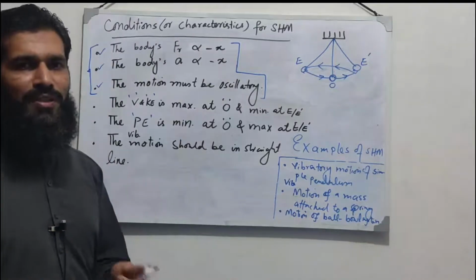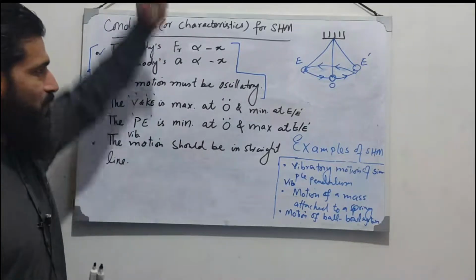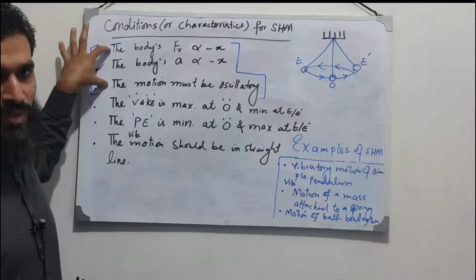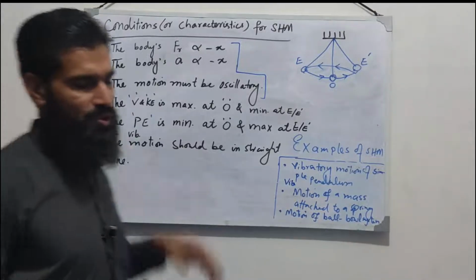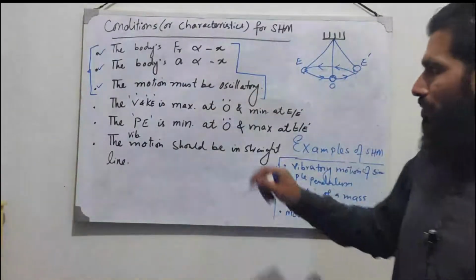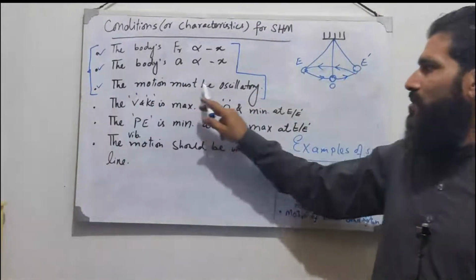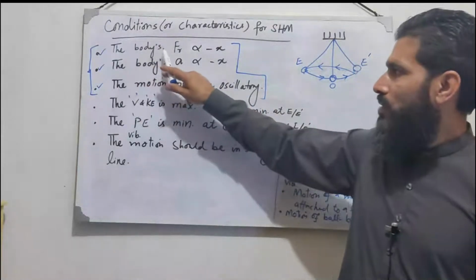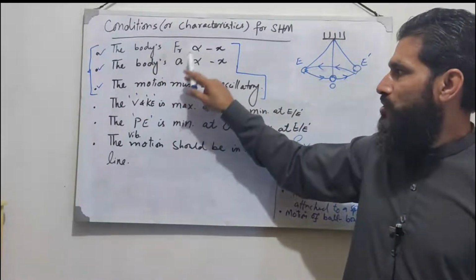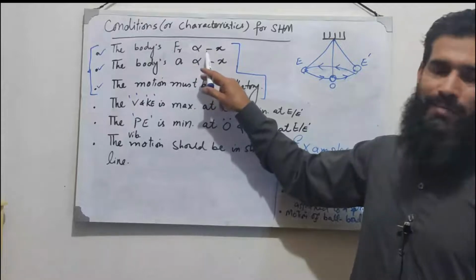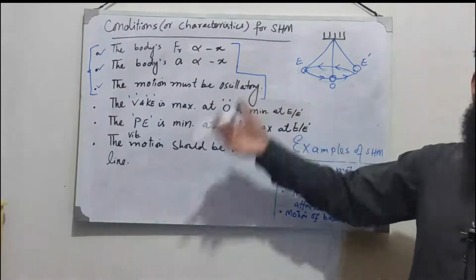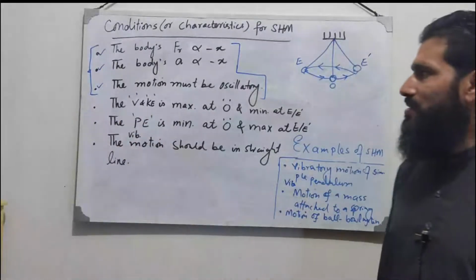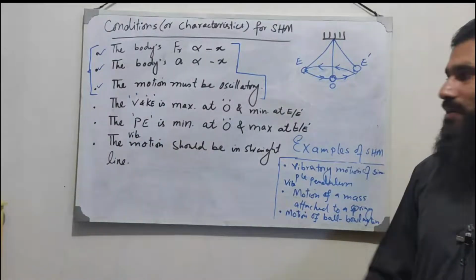Okay, now come the basic conditions for simple harmonic motion. These are the three basic conditions for a body to have simple harmonic motion. First, the motion must be an oscillatory or vibratory motion. Second, the body's restoring force and acceleration must be directly proportional to the displacement and opposite in direction. These can be called the characteristics or properties of simple harmonic motion.